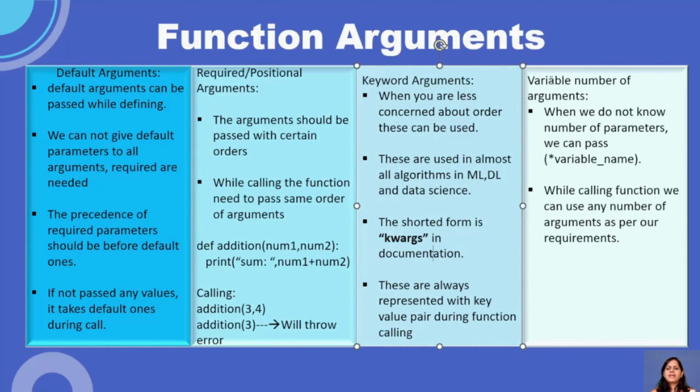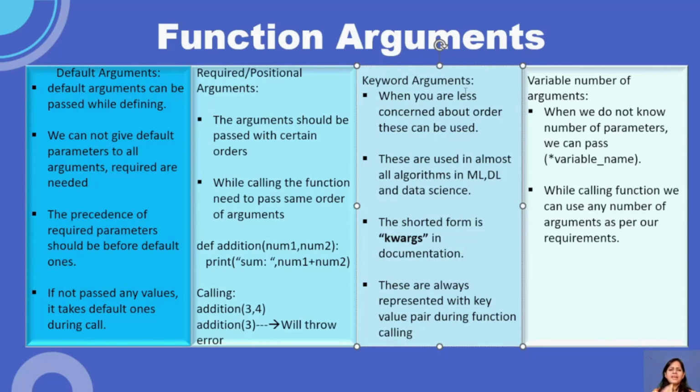And again, guys, we have variable number of arguments as well. Variable number means n number of arguments. What is this concept? When we don't know the number of parameters, then we can pass a star mark with a variable name. Then with that, while calling, you can pass n number of arguments, and I will show you examples.